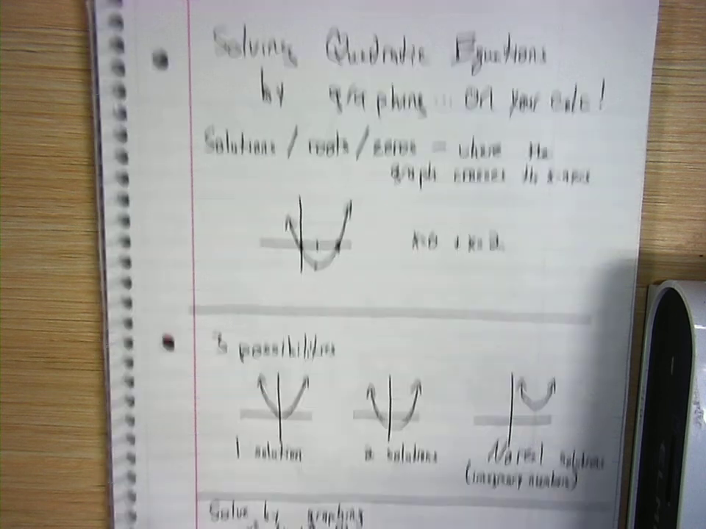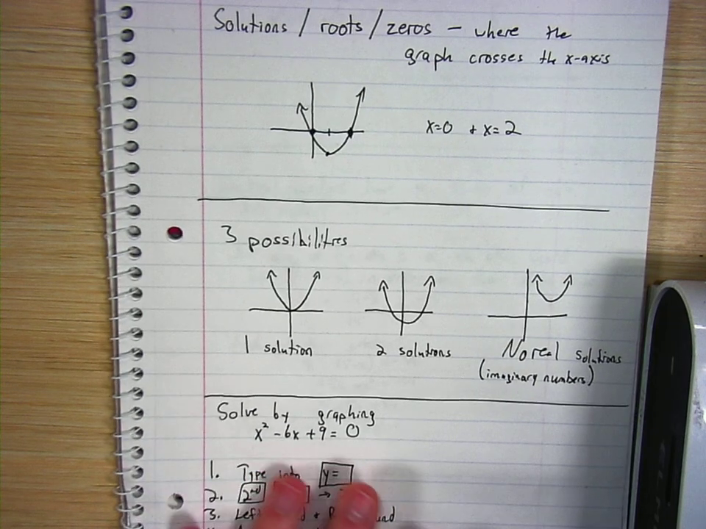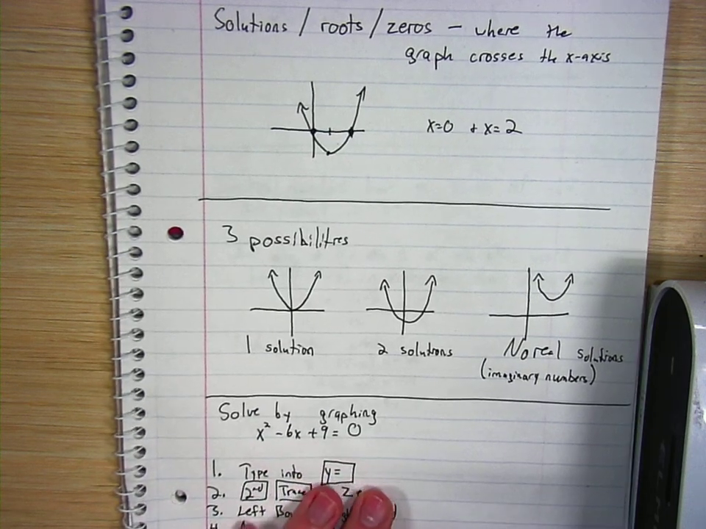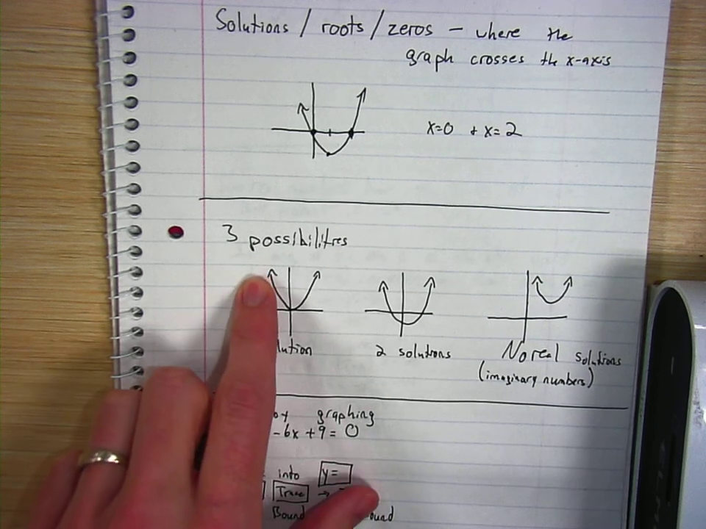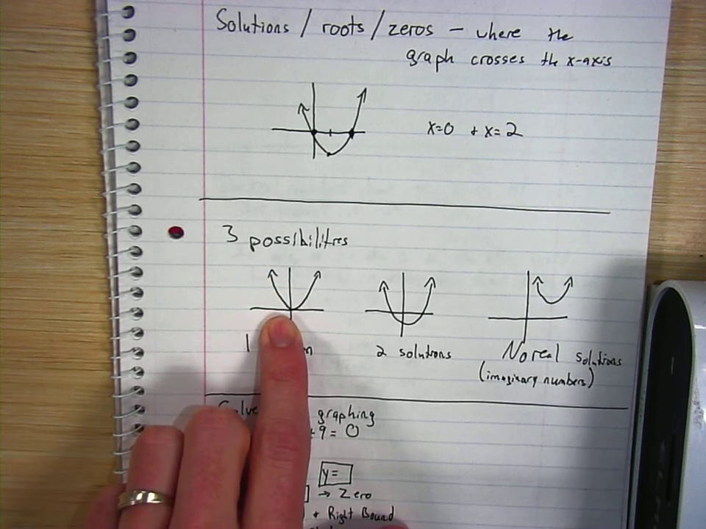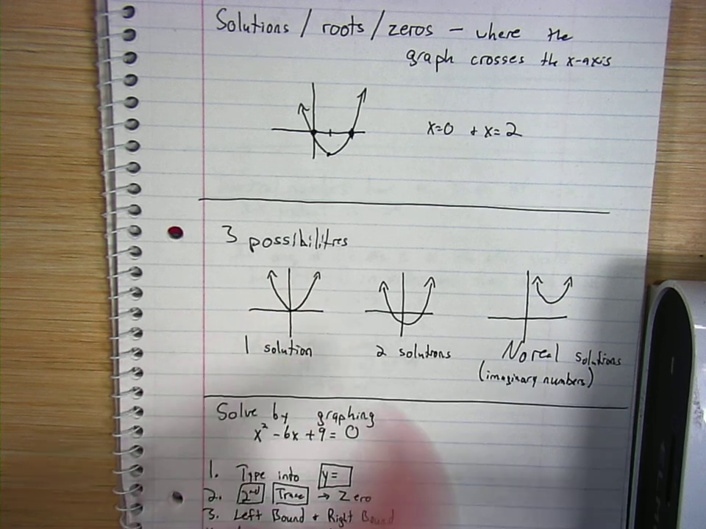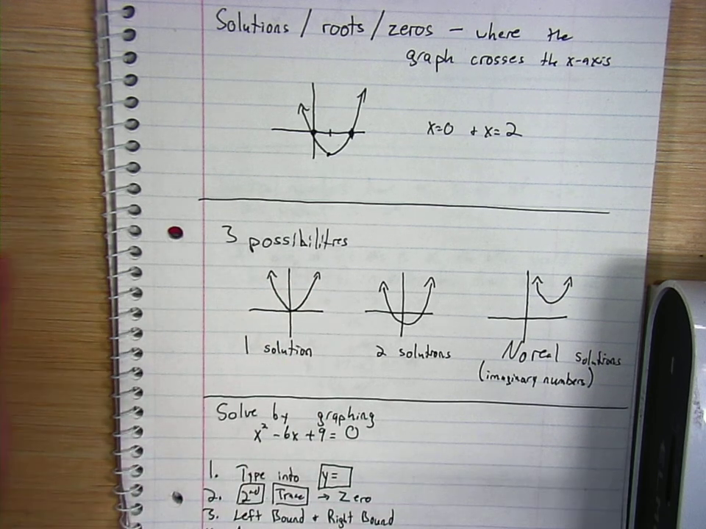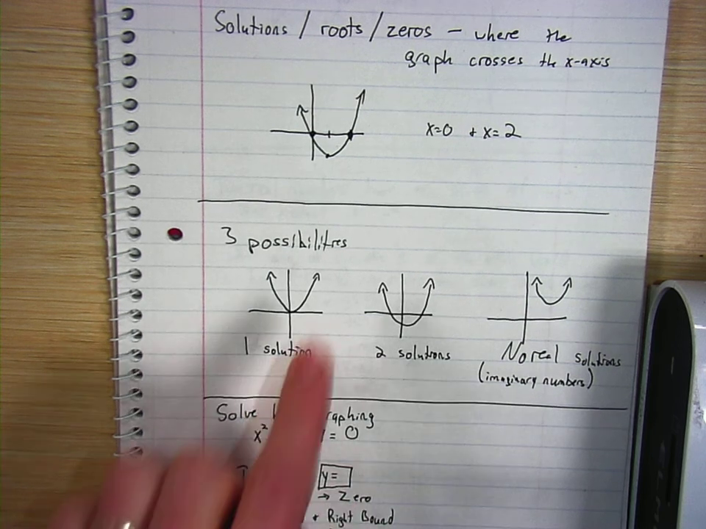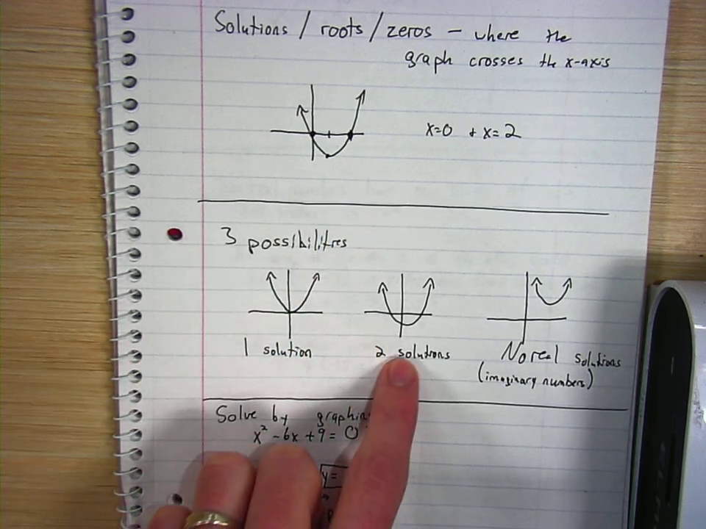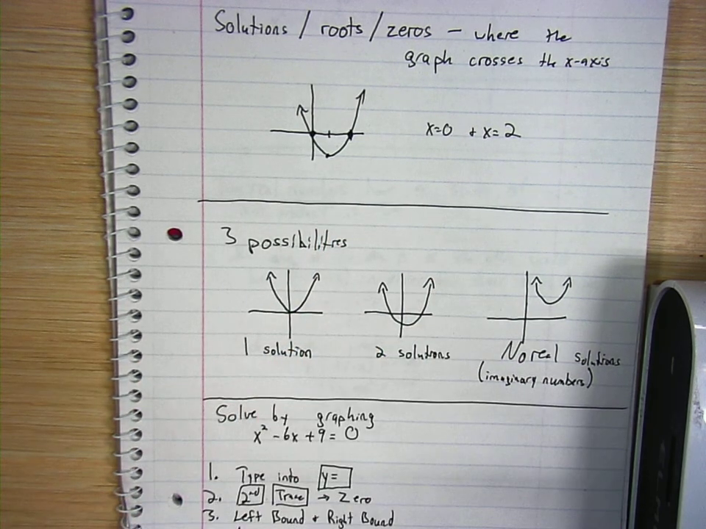With quadratic equations, we will have three possibilities. First possibility is that our graph will just touch the x-axis one time. Just touch it and turn around, and that's only going to have one solution or root or zero. It could go through it, turn around, and go through it again, and that would have two solutions.